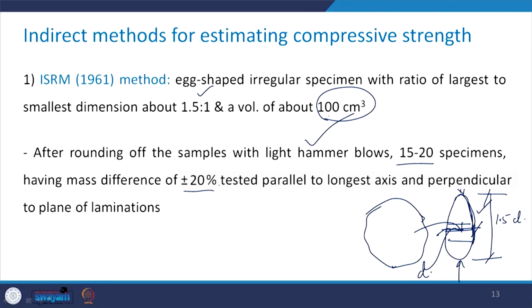In this case, like for UCS, I mentioned to you that you need at least 5 specimens, but if you are carrying out the test on irregular specimens, one needs to go for 15 to 20 specimens for the testing. One needs to keep in mind that their mass difference is more or less plus minus 20%. They should be tested parallel to the longest axis and perpendicular to the plane of laminations.